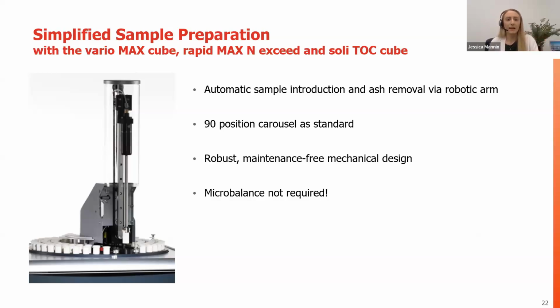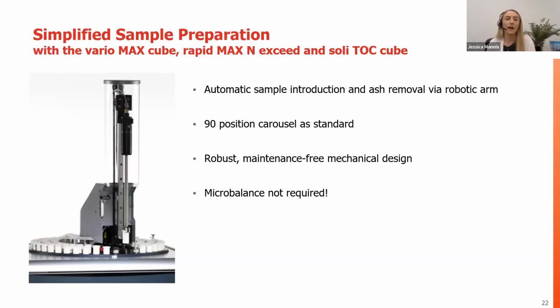What we see here is an automatic sampler with reusable crucibles. So crucibles come in two materials. They come in steel, they come in ceramic. I'll have some further pictures of those in coming slides. But with our larger size analyzers, so the Vario Max Cube, the Rapid Max and Exceed, and the Soli TOC Cube, which we'll touch on later in the slides as well, we use this automatic Vario Solid Sampler, we call it.